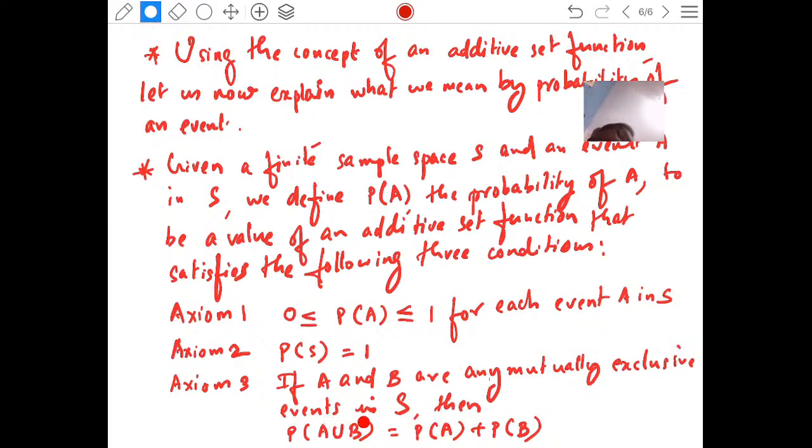That is, probability of A union B equal to probability of A plus probability of B. Okay, so actually here axioms for a mathematical theory require no proof, but if such a theory is to be applied in the physical world, you must show somehow that the axioms are realistic.